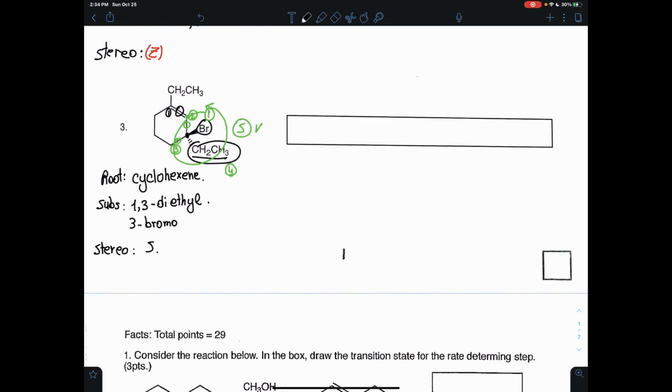So now let's put the whole thing together. As always, you start with the stereo first. So S. Then you've got to put your substituents. You have either bromo or ethyl. B comes alphabetically before the E, so it's going to be 3-bromo.